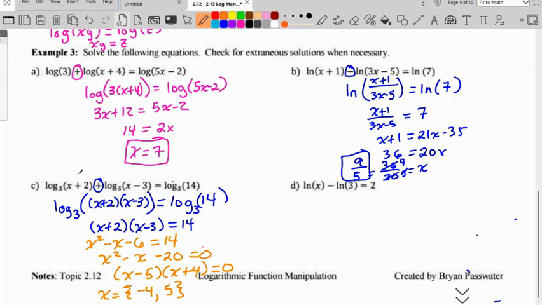If I plug in negative 4, negative 4 plus 2 is negative. And so right away I have to eliminate it. I don't have to check it anywhere else. If it fails in any of the places, it fails.